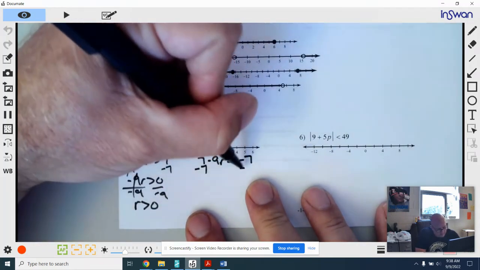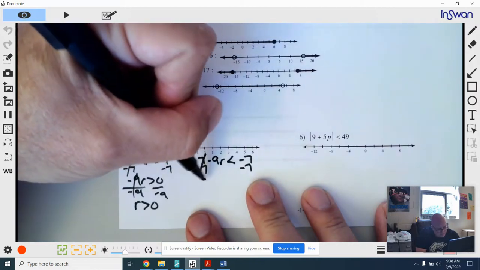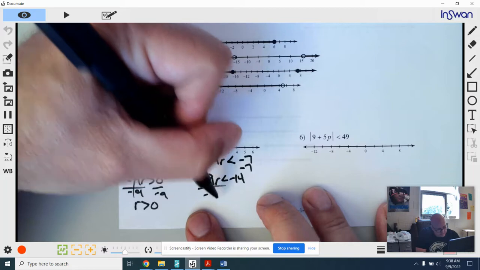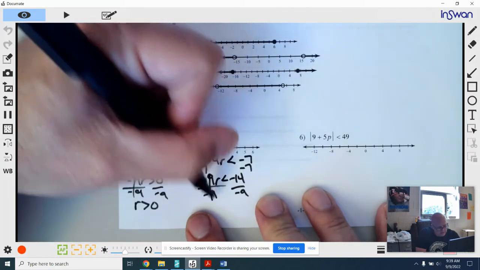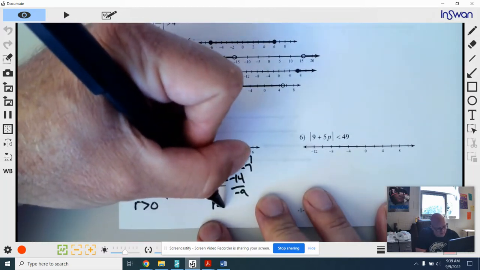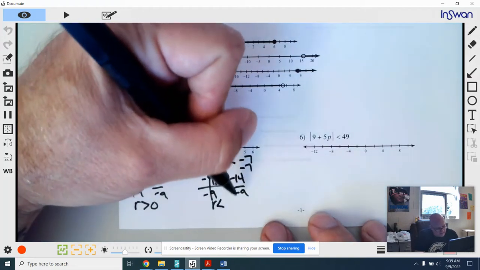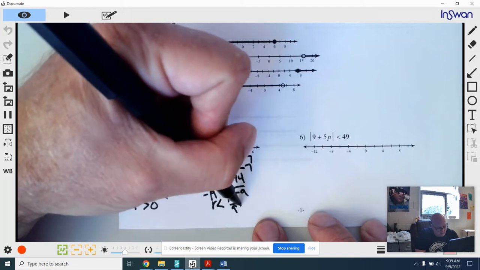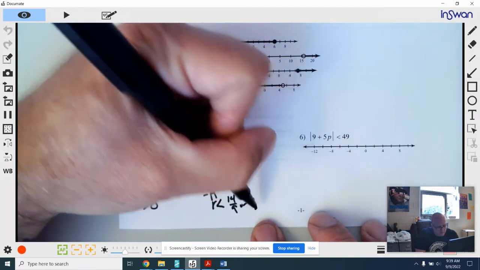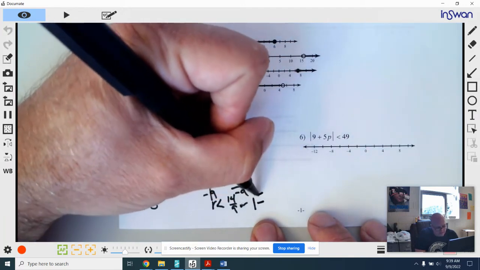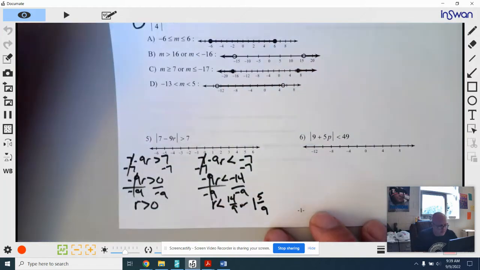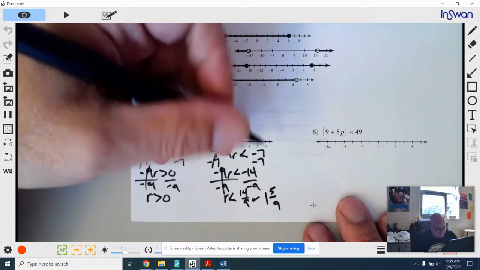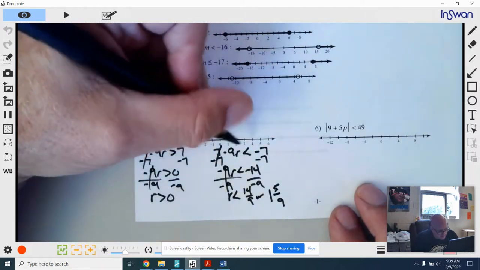Okay, subtract 7, cancels. We get negative 9r is less than negative 14. Divide by negative 9, and we get r is less than, it's going to be positive, so positive 14 ninths, which if I change that to a mixed number, that'd be 1 and 5 ninths. So we might have some pretty crazy fractions to deal with, but we'll just estimate kind of where they go on the graph.